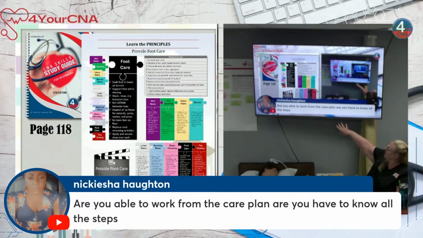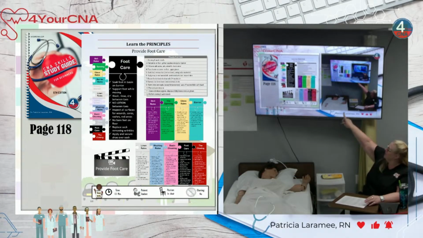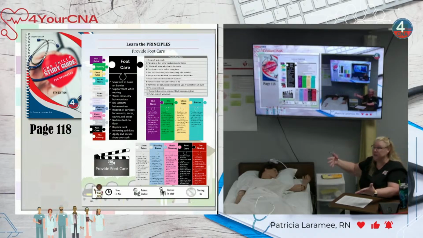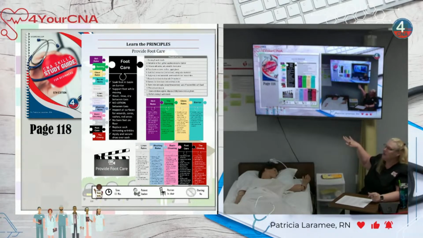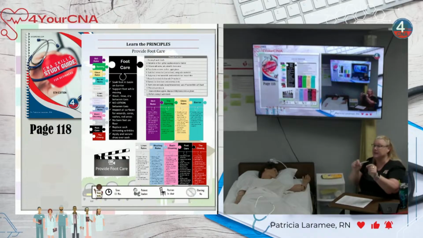So take that down, Jake, please. If you look at this page, you can see all of those principles. Remember, those principles are steps we're going to do. We're going to do the opening, we're going to use our glove rules, we're going to use a barrier. Those steps tell us what to do. And then the black banner are steps specific to this skill and only this skill.